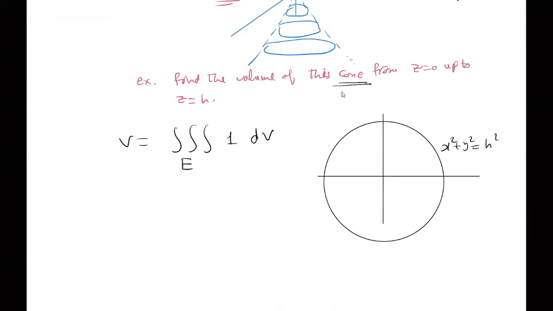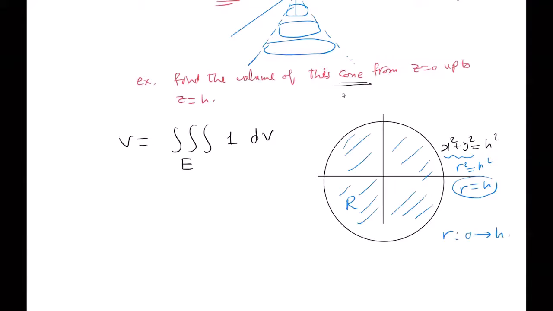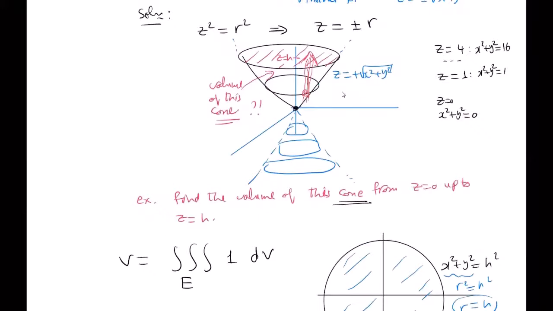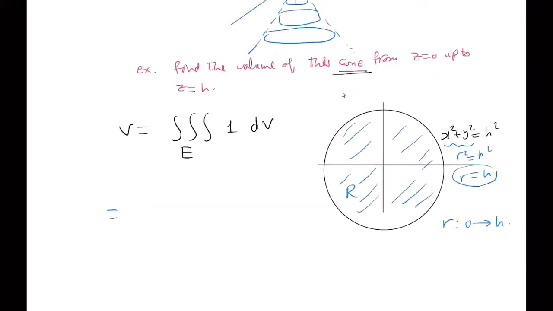Or if you want to change it into polar, it's r square equals h square, or r equals h. So this is the region R on the xy plane. It's the whole disk, r from 0 to h. So what is the volume here, guys? Very important, this one is very important. If you understand it, you understand a lot.